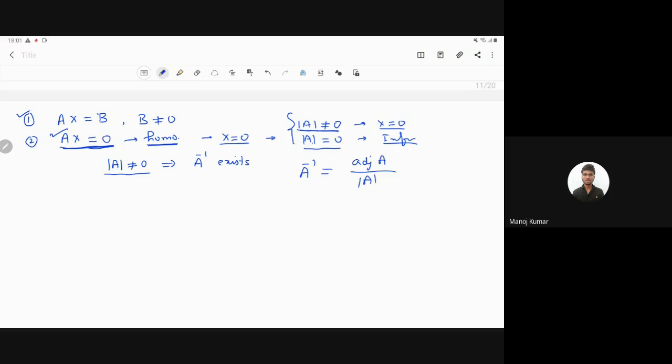Now if A inverse exists, look at the system. If I pre-multiply by A inverse on both sides, what do I get? A inverse into A gives me the unit matrix, and the right hand side is 0. This means x equal to 0 only. So if A inverse exists, then you always get the trivial solution for this homogeneous system. Is it correct?